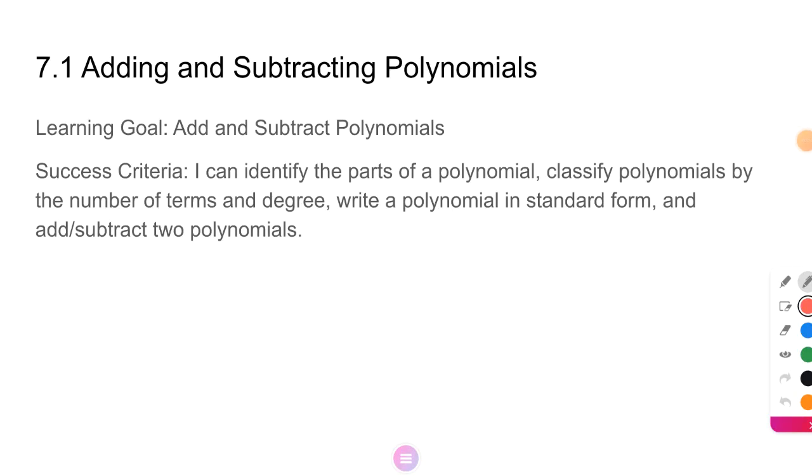All right, today we are looking at adding and subtracting polynomials. So learning goal, we're going to add and subtract. Success criteria: I can identify the parts of a polynomial, classify polynomials by the number of terms and the degree, write a polynomial in standard form, and finally add and subtract polynomials. All right, so let's get started.